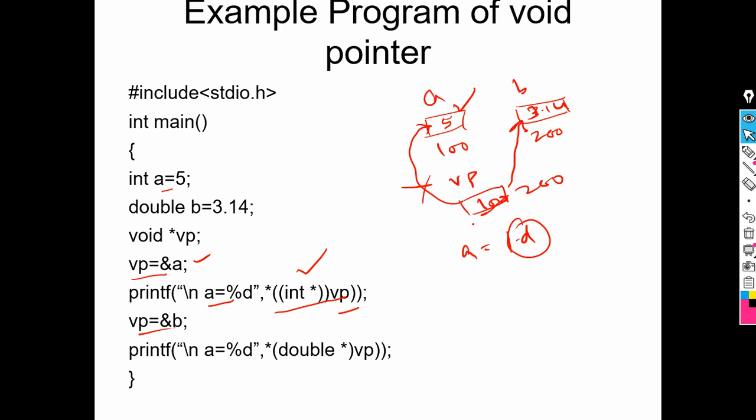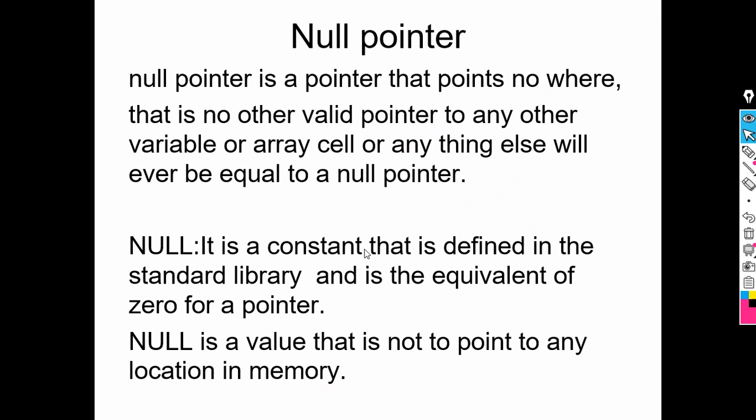So in that case, when you say double asterisk vp, which value is going to be printed? This value is going to be printed. So with double asterisk, you are able to impose the restrictions with the help of typecasting before accessing that particular concrete data to which this void pointer is pointing. I hope this is clear to all of you.